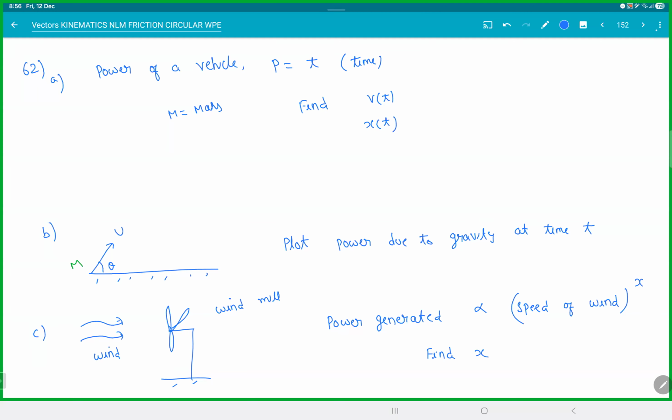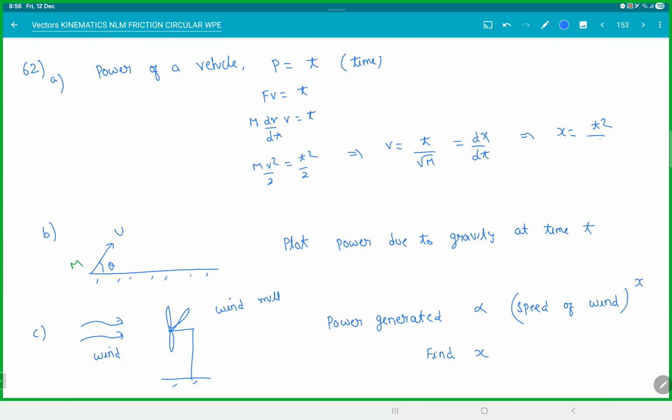Done. Shouldn't take so much time. These are easy ones. So what is power? Power is nothing but force into velocity. But what is force? Mass into acceleration. What is acceleration? dv by dt. Integrate on both sides. This will be mv square by 2 is equal to t square by 2. Make it v is equal to t by root m. This will be dx by dt. Integrate again. Make it x is equal to t square by 2 root m. Done.